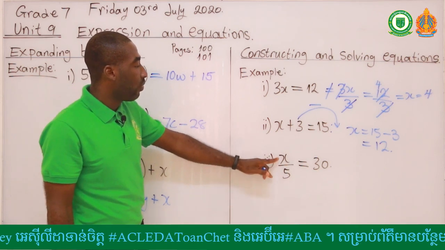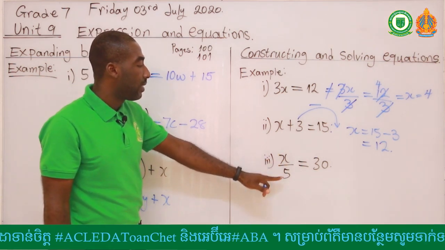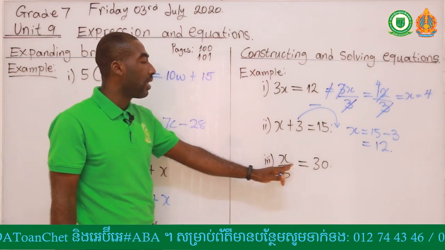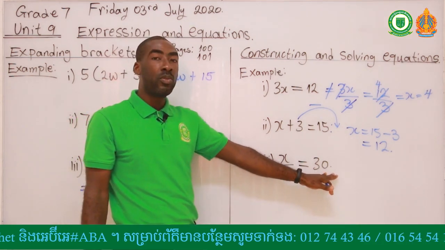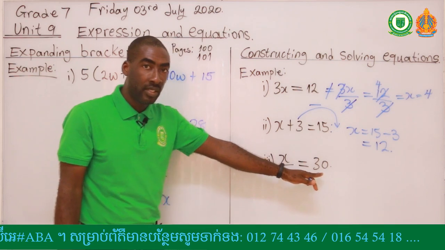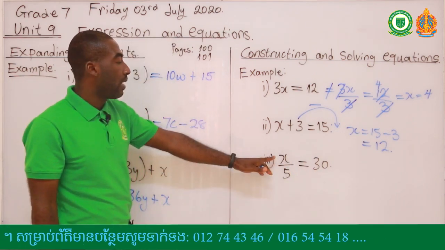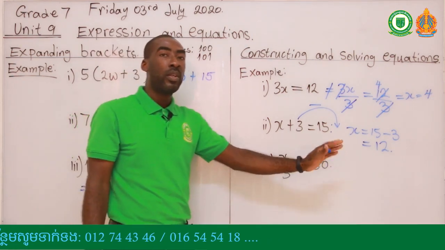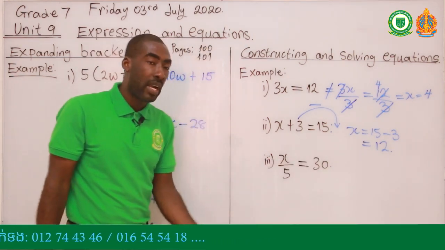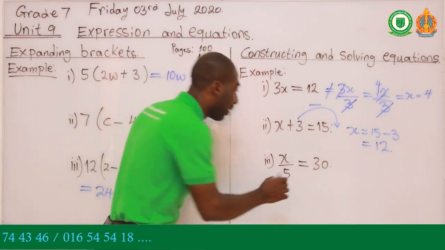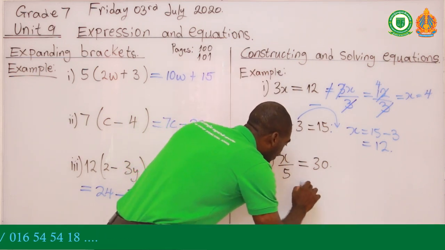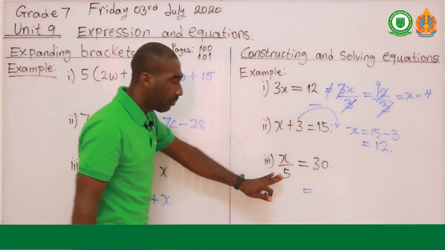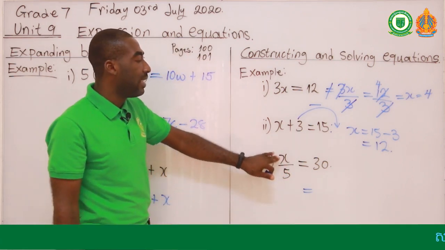On our third one, we have x over 5. That means 5 is dividing a number here that will be equal to 30. Okay, so what value is here that 5 divides that will give you 30? We have to work out and see what value we're going to get. Okay, so our equation is going to change because 5 is actually dividing here.